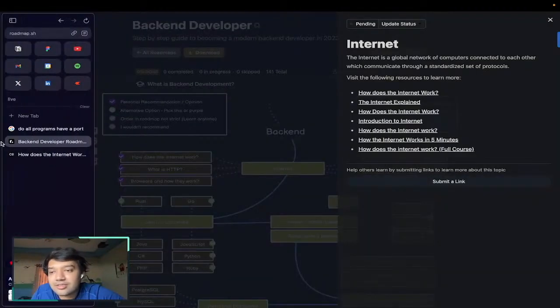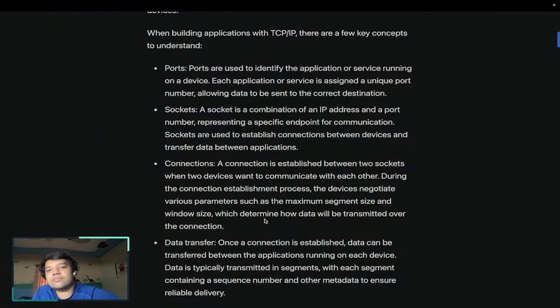I was right. A socket is a combination of IP address and port number representing a specific endpoint of communication. Sockets are used to establish connection between devices and transfer data between applications. I was always confused what they call a socket, but now I understand. It's basically like IP address plus port.